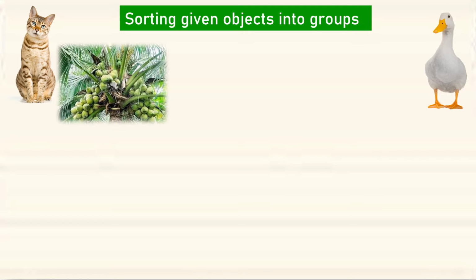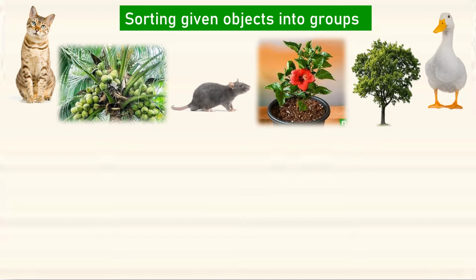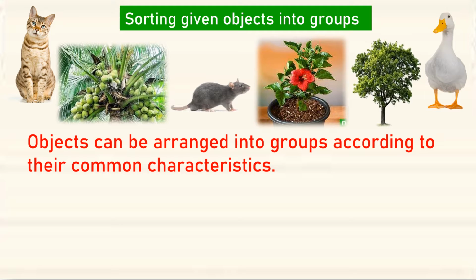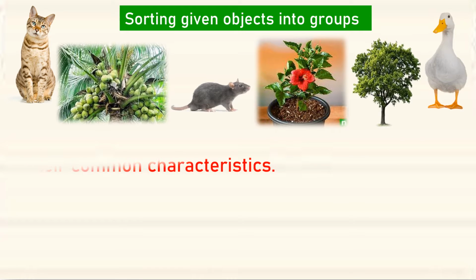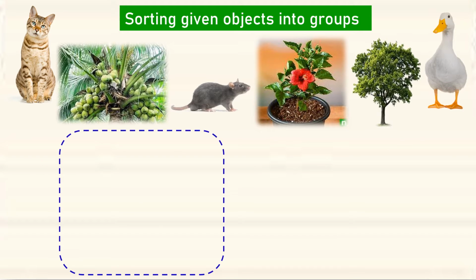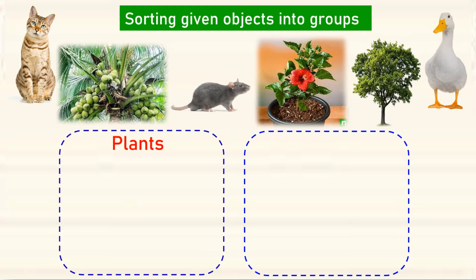Sorting given objects into groups. If we have these plants and animals, we are going to group them. Objects can be arranged into groups according to their common characteristics. The first group is the plants and the second one is the animals.